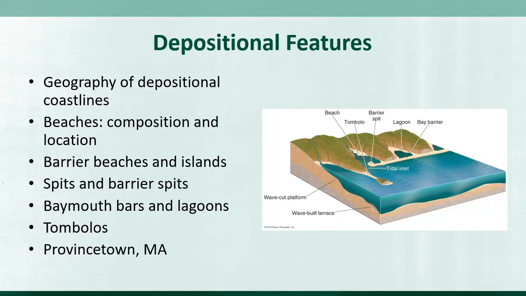As longshore currents act on material that is being transported, it can create a large number of very interesting features, including barrier beaches and islands, barrier spits, baymouth bars, and lagoons. And the best way to understand these is to look at them on a map a little bit, but you can see them in this diagram as well. You can also see a tombolo being created.